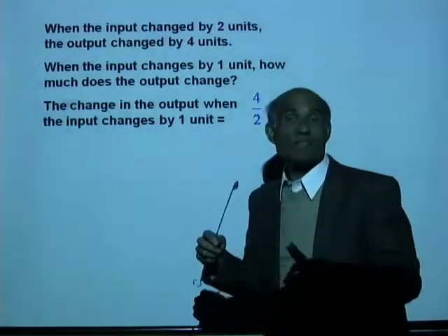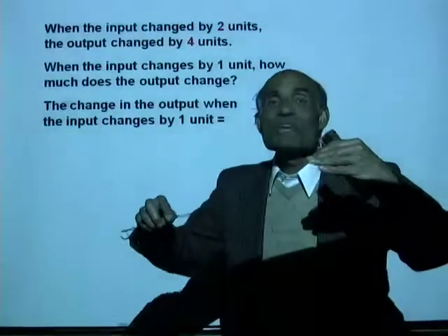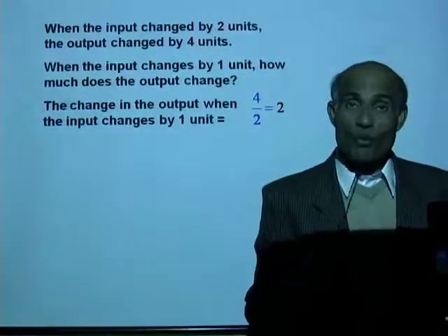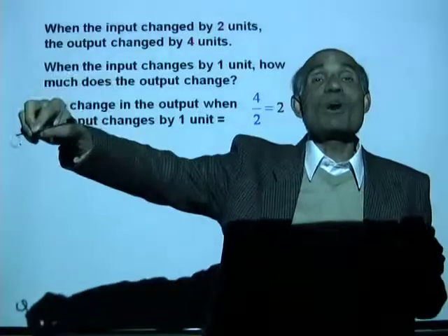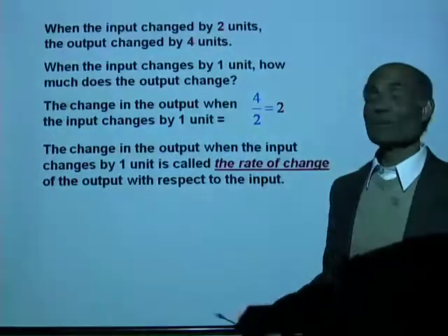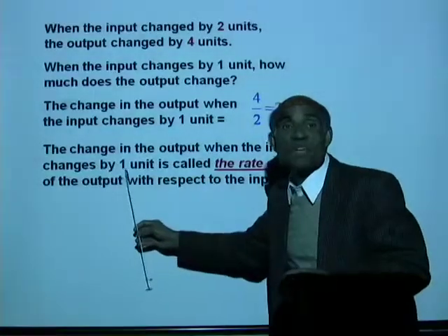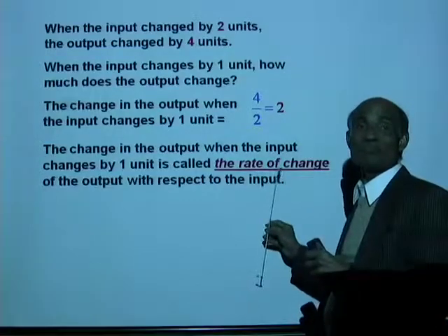Now, what does that 2 represent? The 2 represents the change in the output each time the input changes by 1 unit. Every time she decides to walk 1 more kilometer, she will collect 2 more dollars. That's the meaning of that. So, the change in the output when the input changes by 1 unit is called the rate of change.